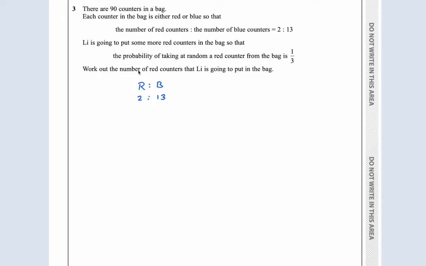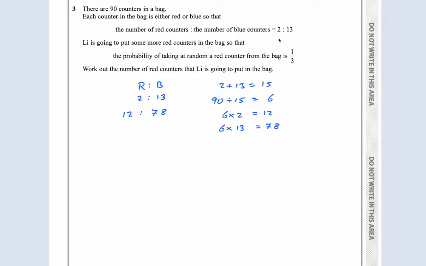Work out the number of red counters she needs to put in the bag. Okay, so firstly I'm going to do 2 plus 13 is 15. Add these two, so make it into 15ths. I'll do 90 divided by 15 gives me 6. So now I know that in the bag there are 6 times 2, 12 red counters, and 6 times 13, which is 78 blue. So this is how many are in the bag. There's 12 red, 78 blue.